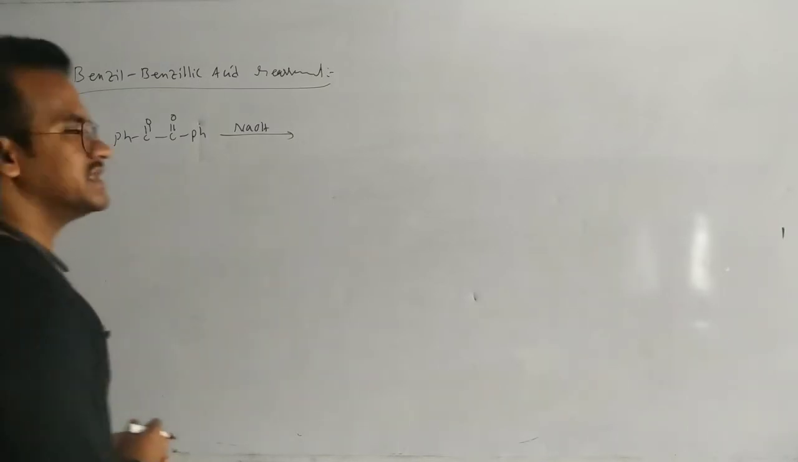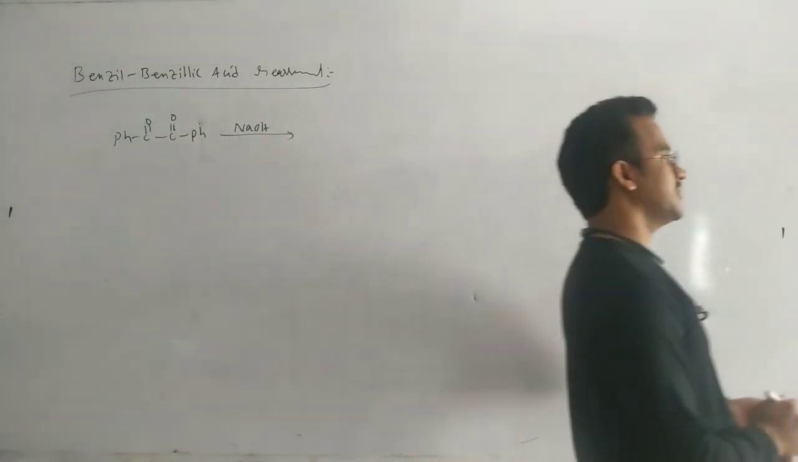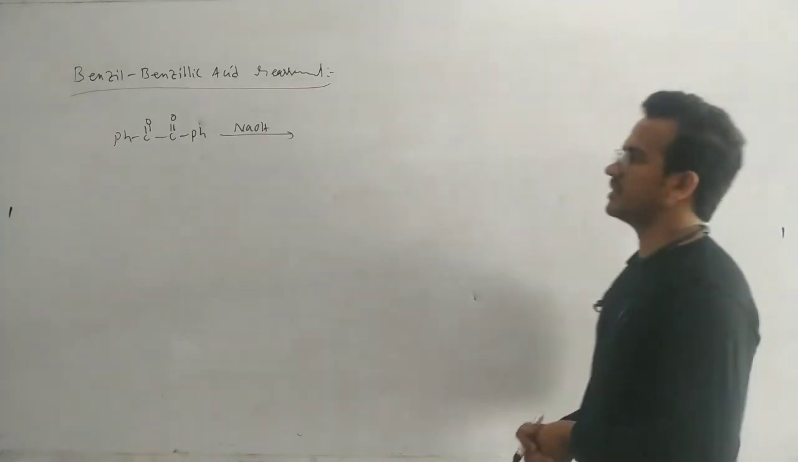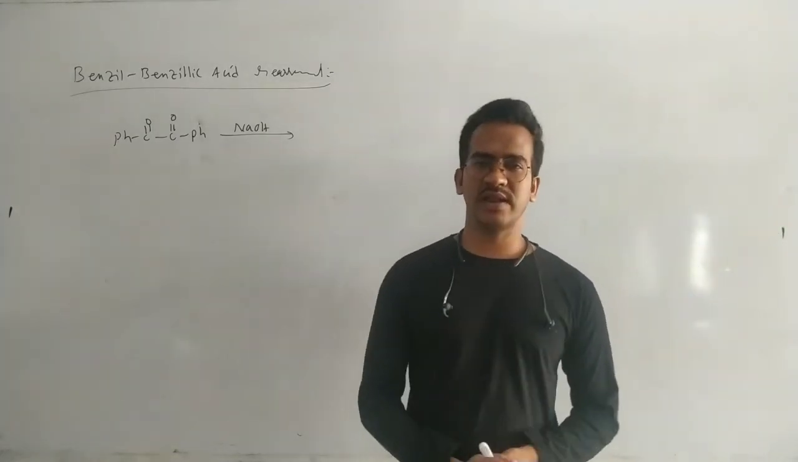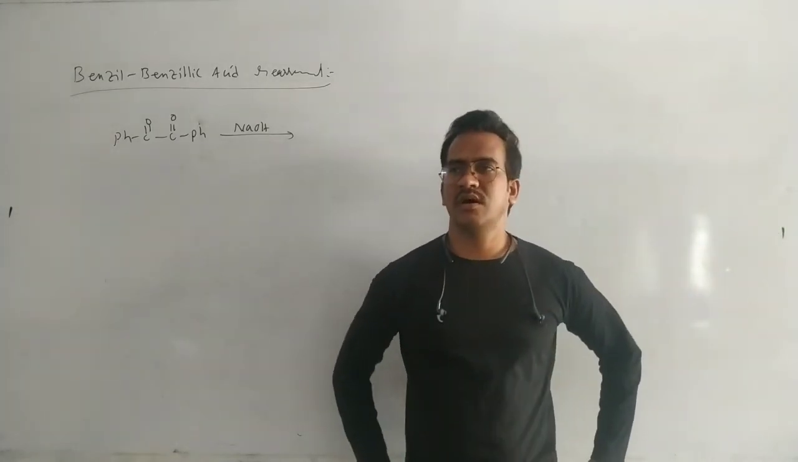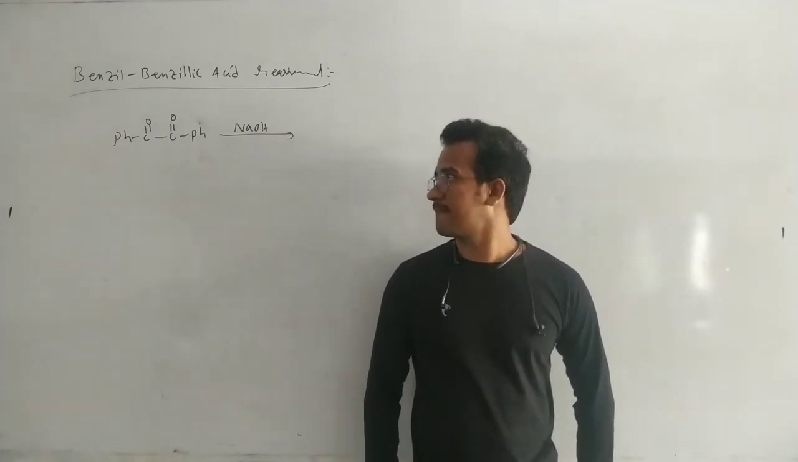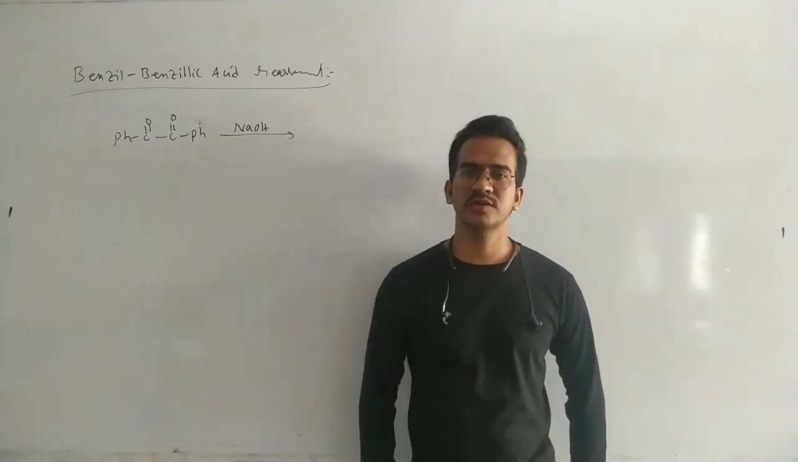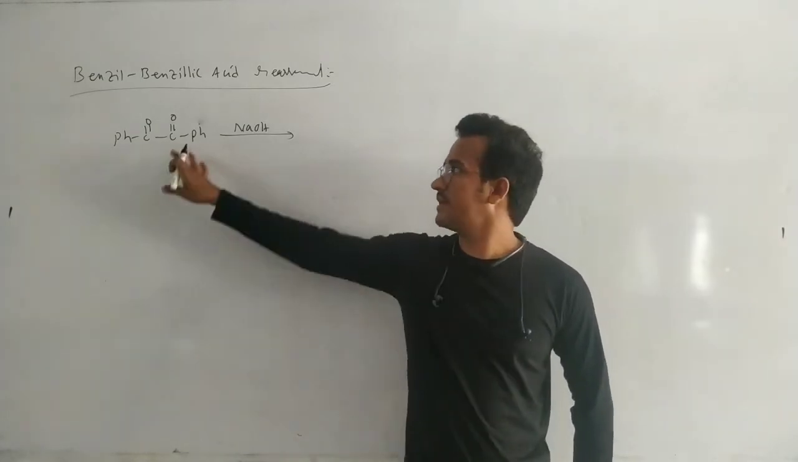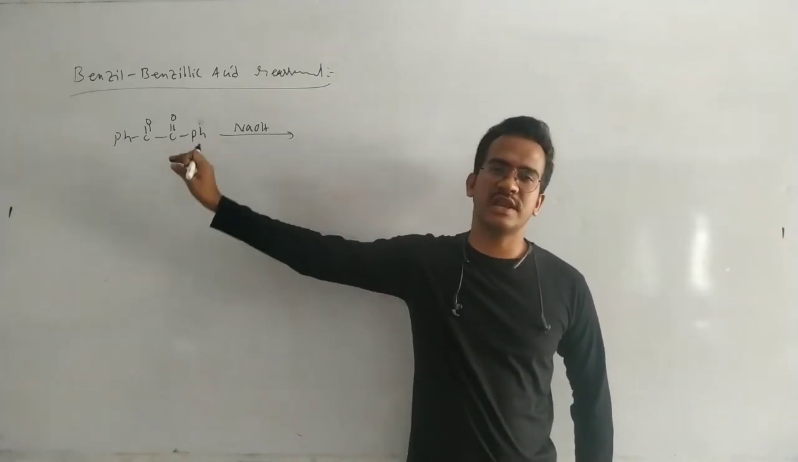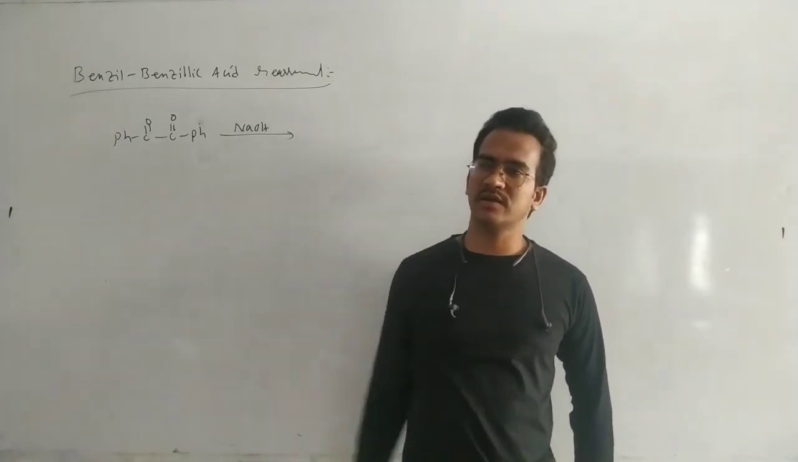Next, one more reaction, that is the benzilic acid rearrangement. In this benzilic acid rearrangement, it is a very similar reaction to the Cannizzaro reaction. In this case here, there are no alpha hydrogens. If it is a glyoxal, that is a Cannizzaro reaction. It's not a glyoxal, it is a benzil. This compound is known as benzil.